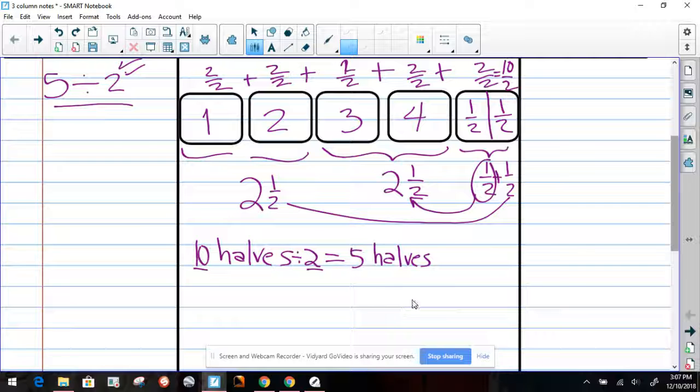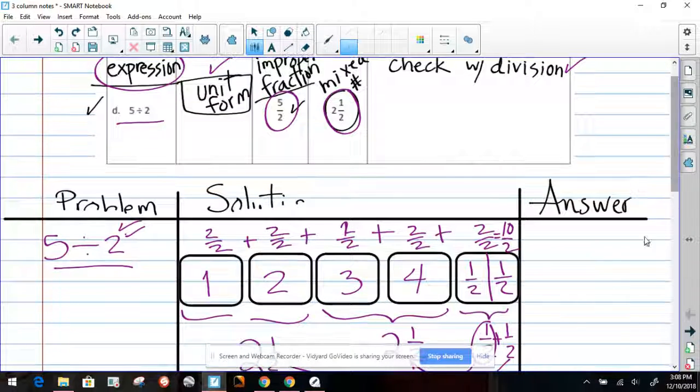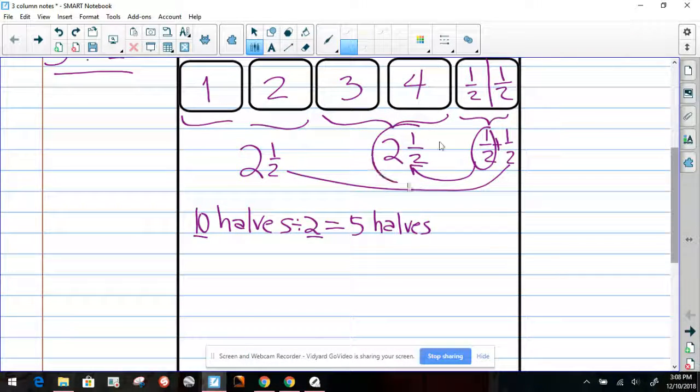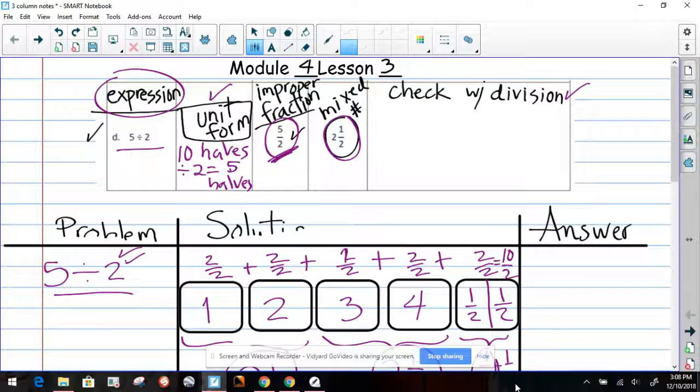Okay, so we're going to rewrite 5 halves up here as the unit form. So this is going to be 10 halves divided by 2 equals 5 halves. And this matches with our improper fraction. And now the answer, we already have the answer. We said that the answer, each of them receives 2.5. And we notice that that's going to be written as a mixed number, which is right here. Now we have to check.